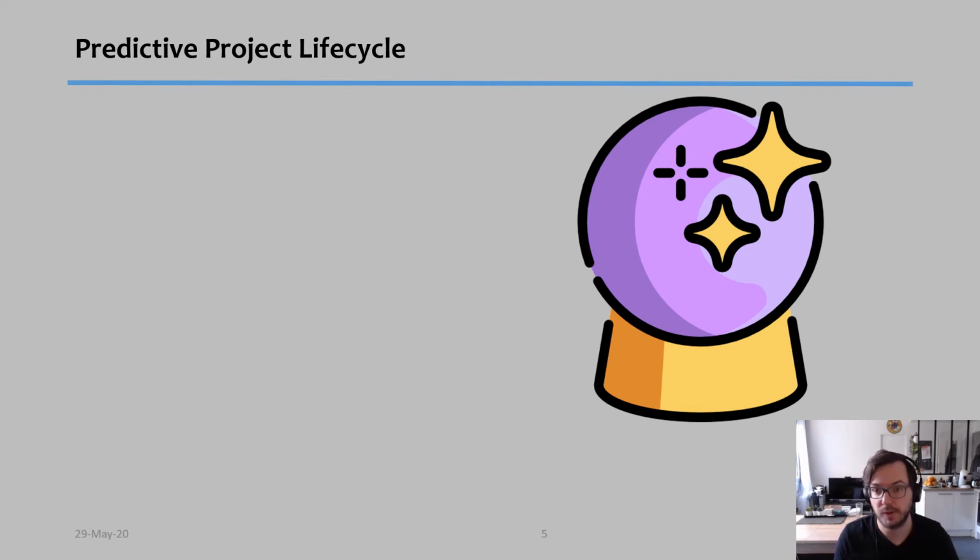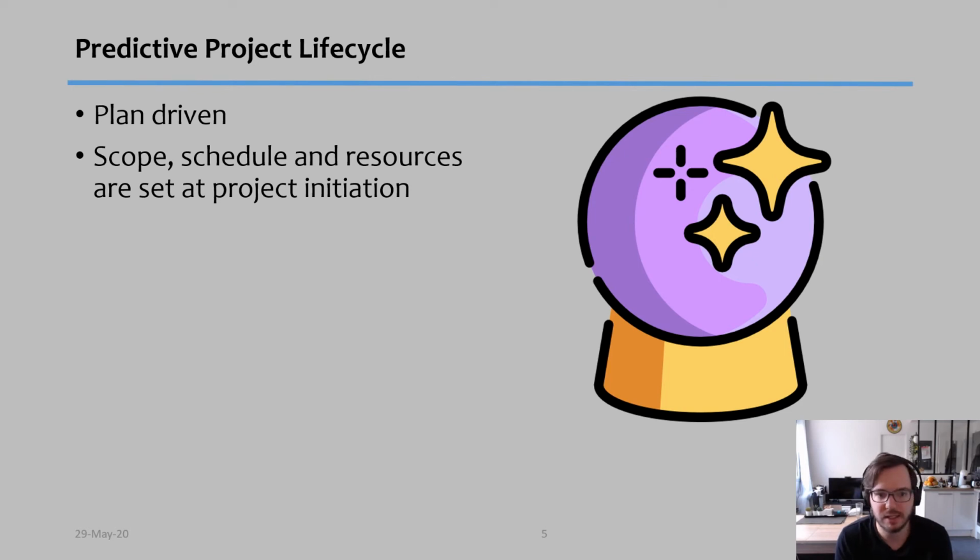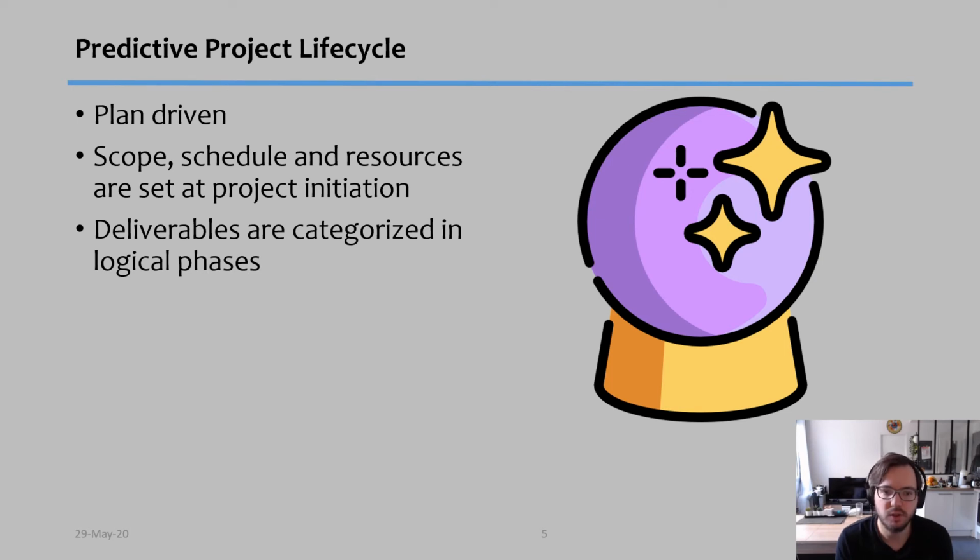I call it traditional project management because it's the one that is traditionally mostly done. Traditionally, not because we've been doing it for many years, but in the sense that most projects work better with this one. The predictive project lifecycle, and I put this crystal ball here, means that you have to predict the future, right? So this methodology is very plan driven, and it means that you plan your scope, your schedule, and your resources right at project initiation.